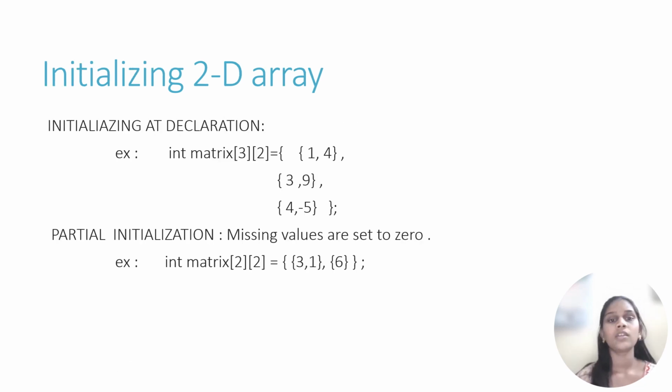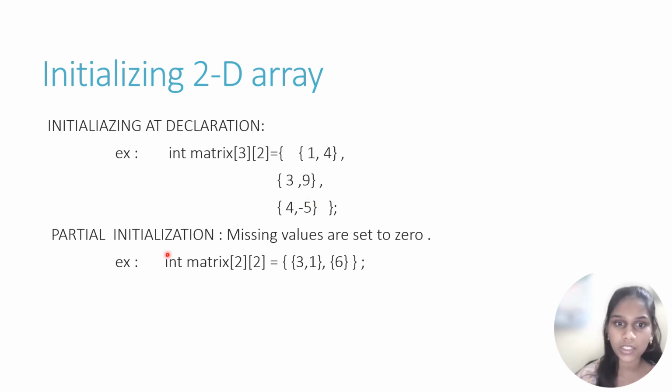Initializing 2D array. A declaration for initializing 2D array will be int matrix[3][2]. To represent 2D array, we should enter the elements in curly brackets like {1, 4}. Here {1, 4} indicates first row, {3, 9} indicates second row, {4, -5} indicates third row, and 1, 3, 4 indicates first column, 4, 9, -5 indicates second column.